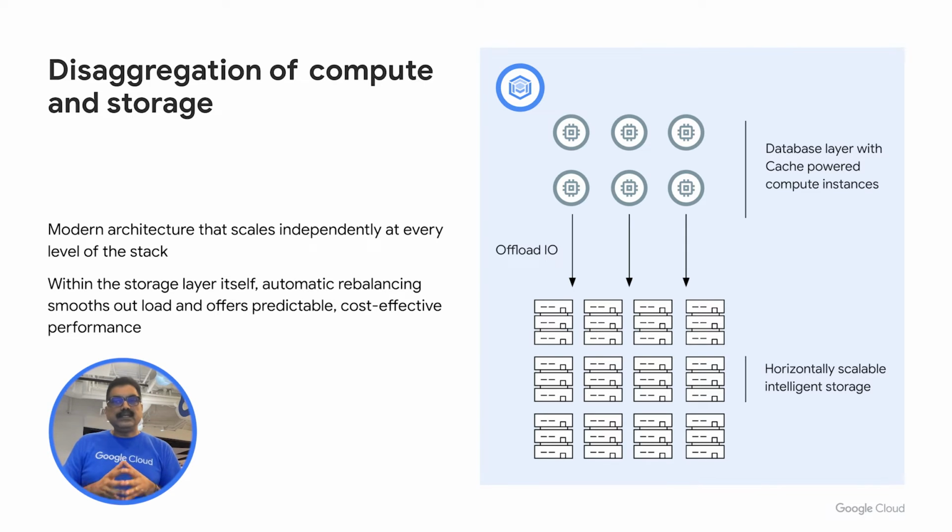Underlying AlloyDB is Google's massively distributed scalable file system called Colossus. The same system that is used for billions of user applications like YouTube and Gmail, and also behind our database Spanner. The storage scales horizontally and automatically.